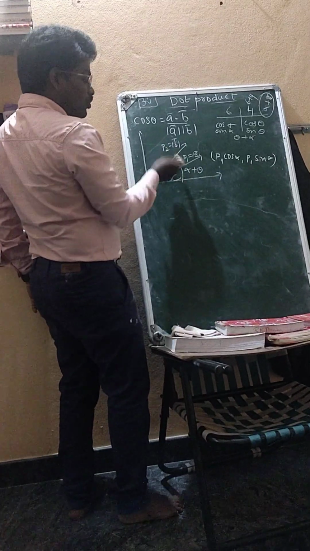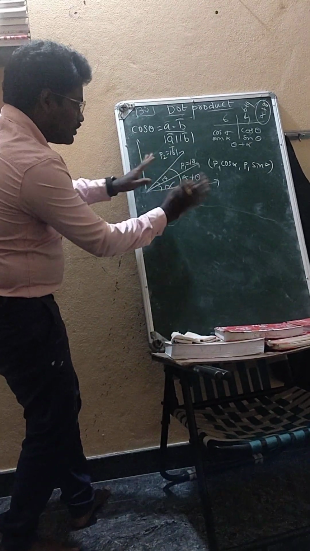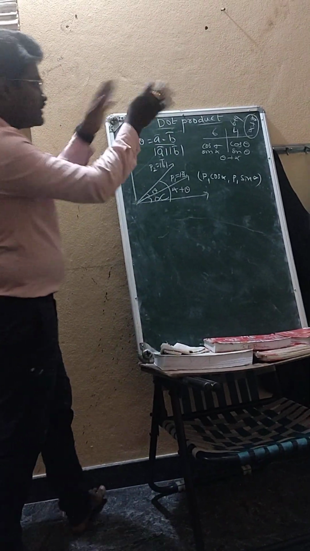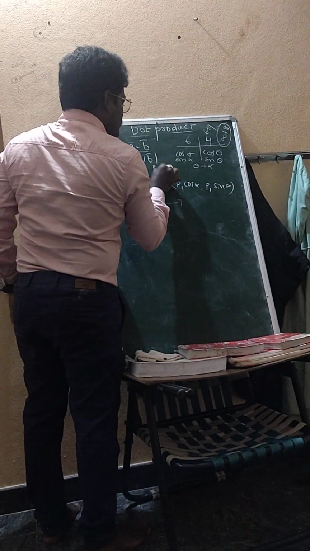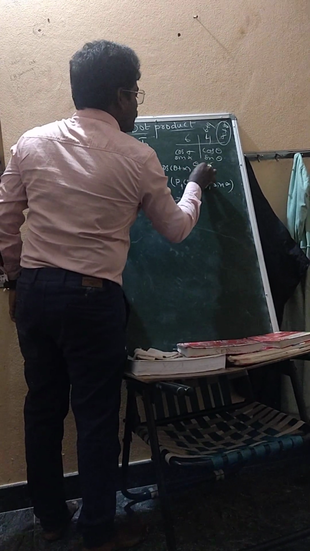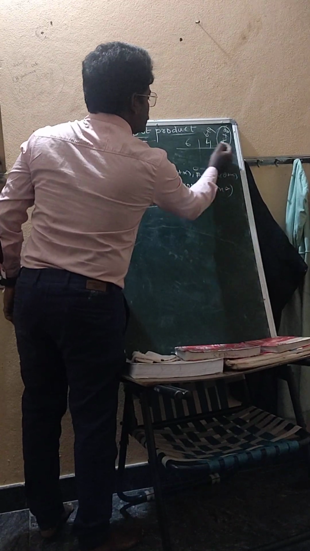And this one is the total distance. This distance is alpha, okay, no problem. This distance is theta. What is the total distance? Theta plus alpha. P2 cos of theta plus alpha, P2 sin of theta plus alpha.